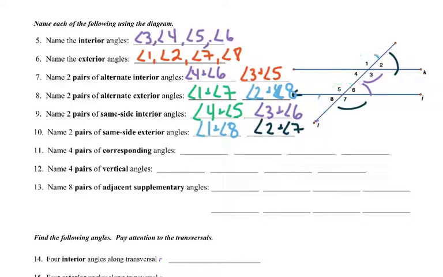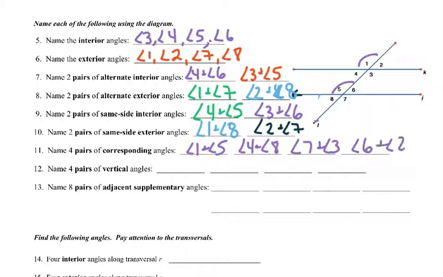I'm going to erase again because corresponding angles are kind of their own thing. So corresponding angles would be like angle 1 and angle 5, angle 4 and angle 8, angle 7 and angle 3, and angle 6 and angle 2. Those are our corresponding angles. Vertical angles, we know those. They're across from each other, always equal. So that would be like angle 1 and angle 3. Angle 2 and angle 4, angle 5 and angle 7, angle 6 and angle 8.